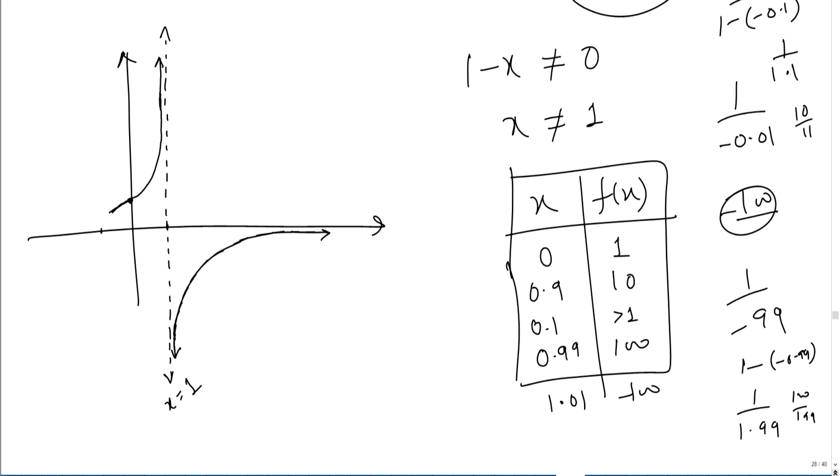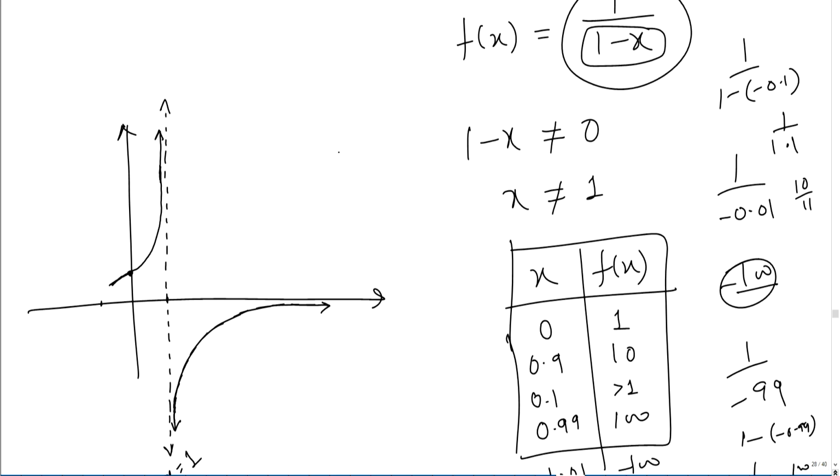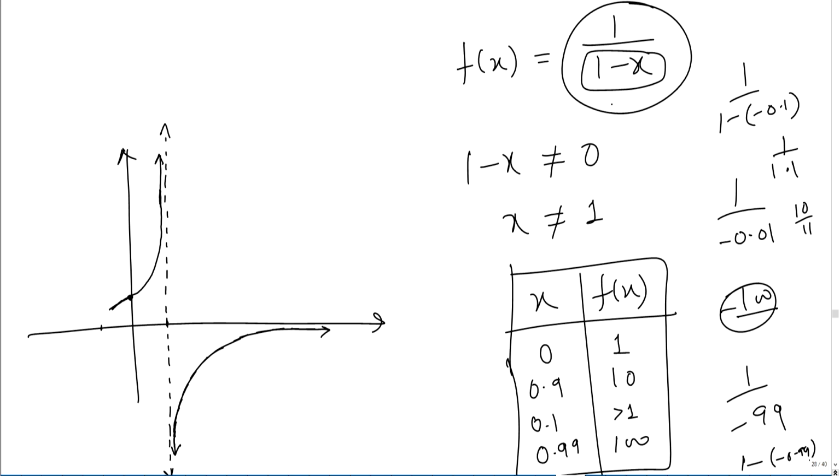So actually, the point is, if the value of x keeps increasing in the negative direction, would the value of y ever become negative? No. So the value of y would always remain positive. As x keeps on growing in the negative direction, the value of y would decrease. Okay. So the graph would look something like this, in this direction.